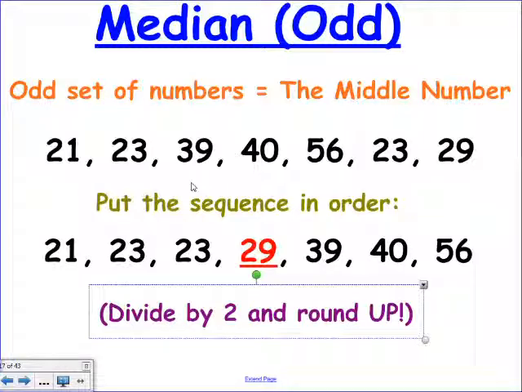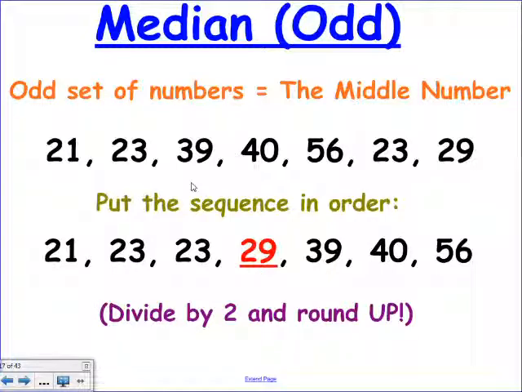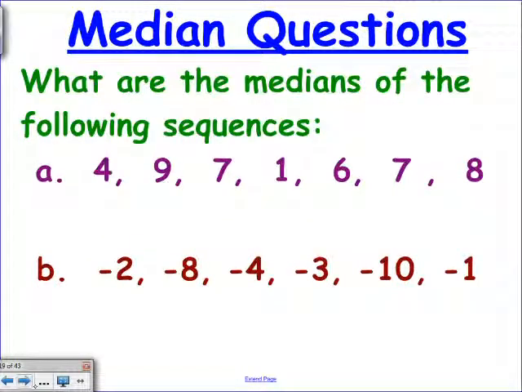So it might seem like a silly trick when you're dealing with 7, but tomorrow when we're dealing with 99, 100, whatever, we need tricks to give us the centre of this information, okay? Everyone happy with odd sets of data? Nothing hard there.